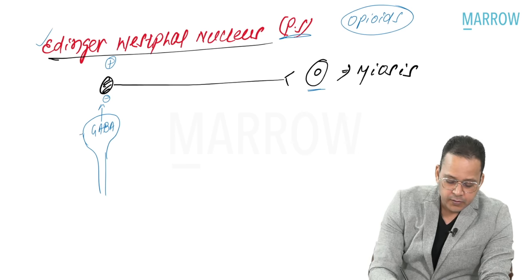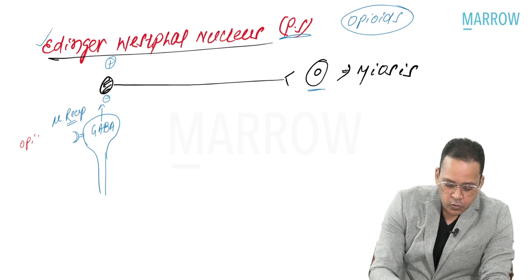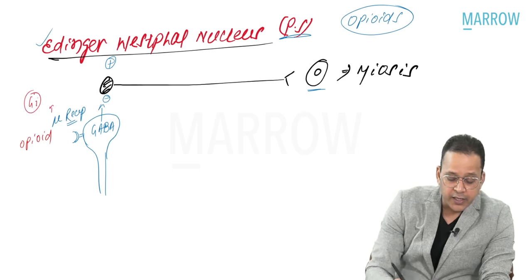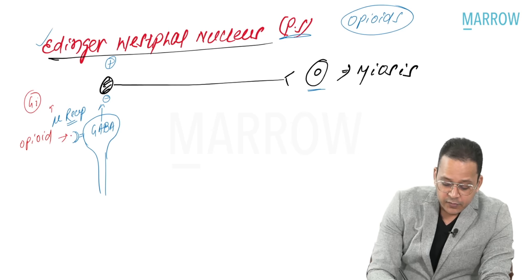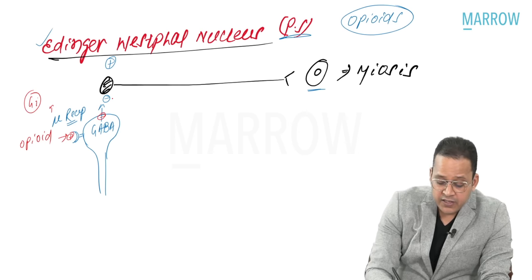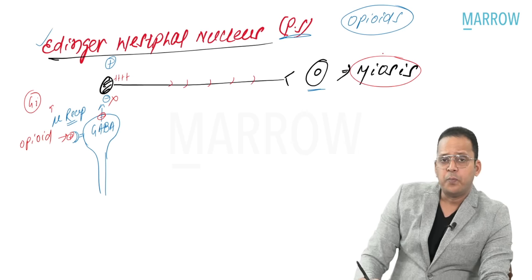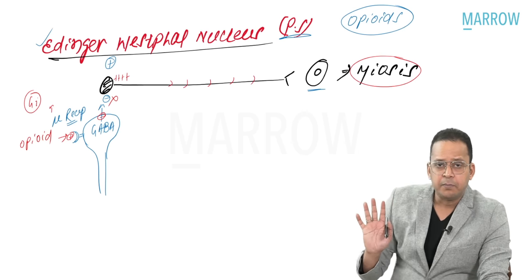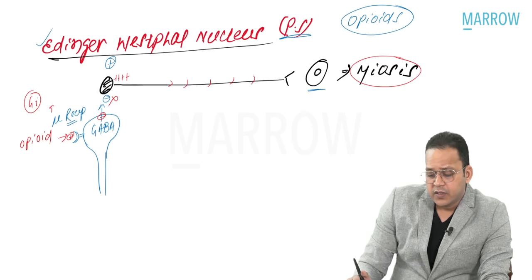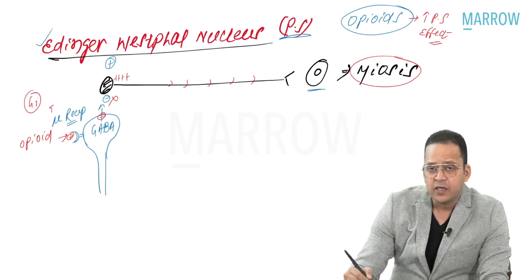What happens is there is a mu receptor here, opioid mu receptor. So what opioids do, if I give opioids, what's going to happen? Look at this. Mu receptor is an inhibitory subtype, Gi. So opioids will stimulate the mu receptor, which is inhibitory, and block the release of GABA. If I block release of GABA, this inhibition is gone. And once inhibition is gone, there is significant stimulation of Edinger-Westphal nucleus, and that would be responsible for miosis. So this is how opioids cause miosis, by removing the brakes from GABA. In other words, opioids do cause miosis because of an increase in parasympathetic effect via Edinger-Westphal nucleus, right?